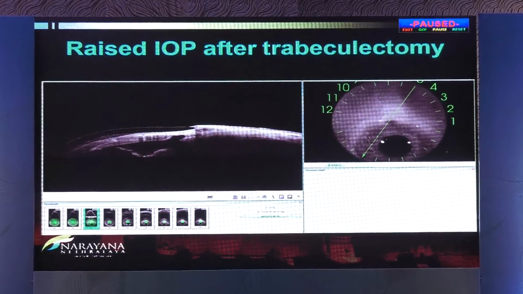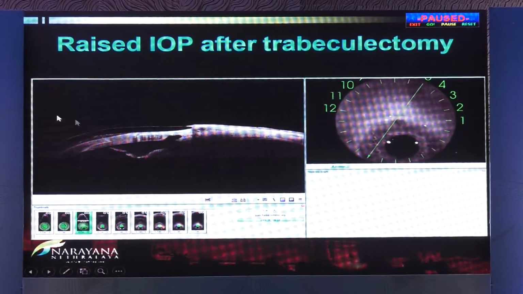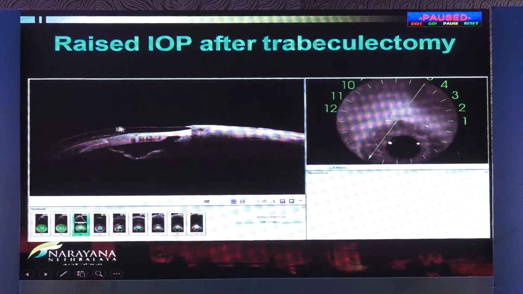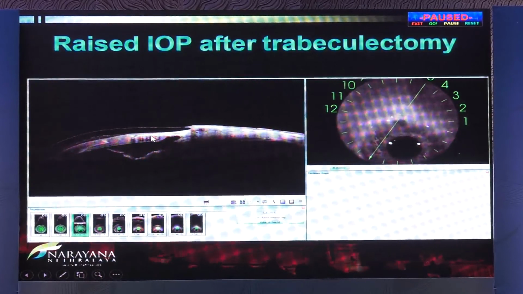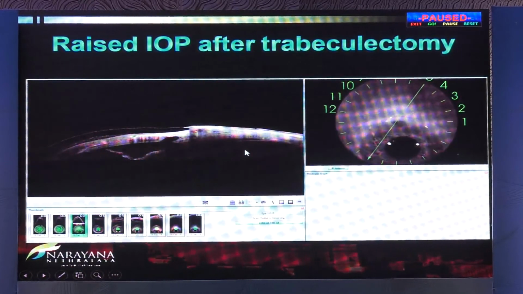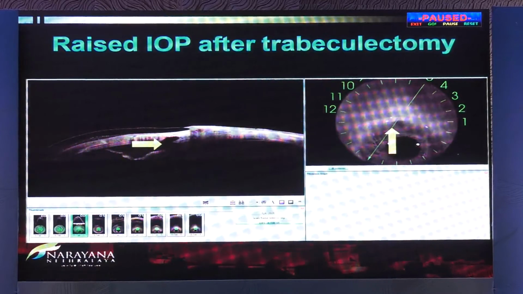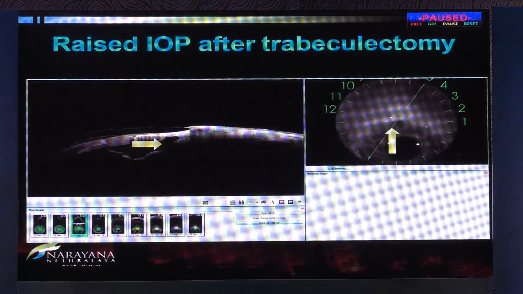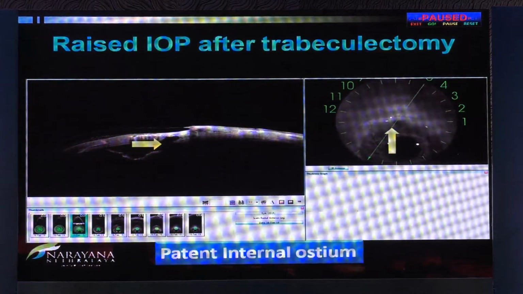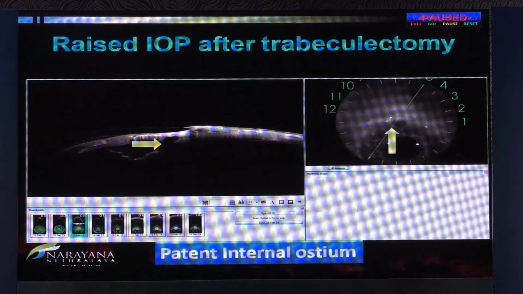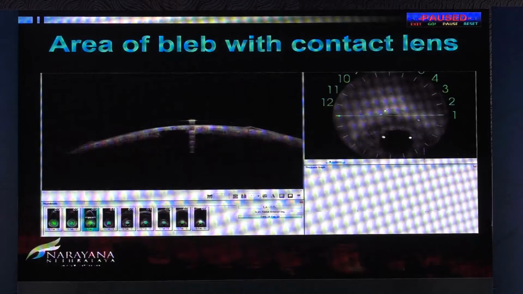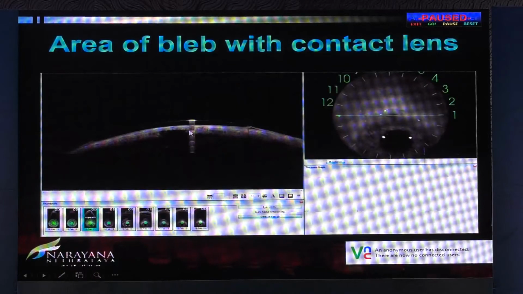He had a secondary glaucoma post collagen cross-linking. So you can actually see a contact lens there. So he's a contact lens user and had been using a contact lens after trabeculectomy as well. Now, when we looked at the patient with the contact lens on, because his pressures were constantly high, we could see that there is a patent internal ostium, so that is quite fine. And there is a gap between the contact lens and the area of the bleb.